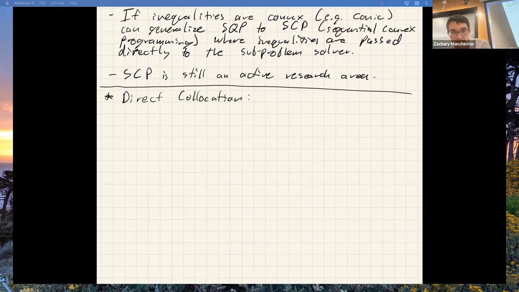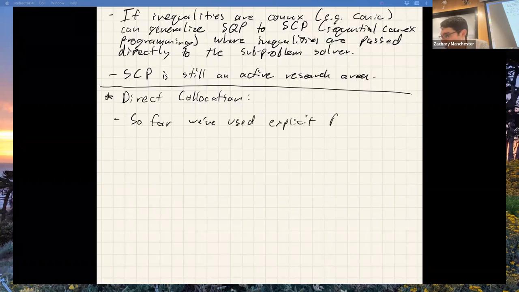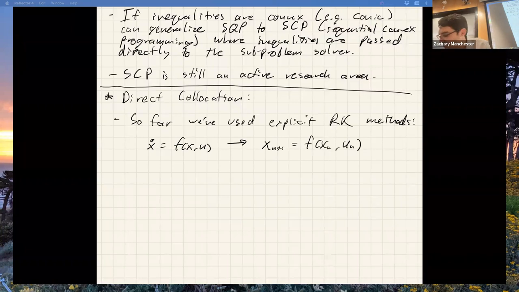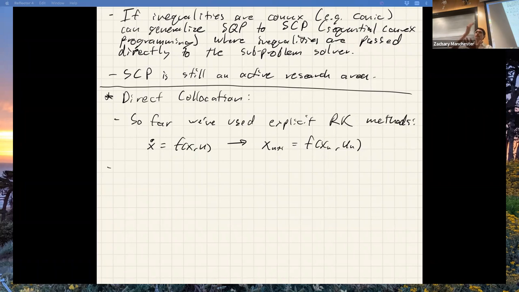Okay, so the first part of this discussion is how we discretize the dynamics. This is one big difference. So far we've basically used explicit Runge-Kutta methods. And so the idea there is I have my continuous dynamics, say, and I turn this into an explicit discrete time thing that looks like x_{k+1} = f(x_k, u_k), right? This makes sense if you're going to do a rollout. If I just want to start at x_0 and have my controls and simulate this thing forward, this is a pretty good way to go.